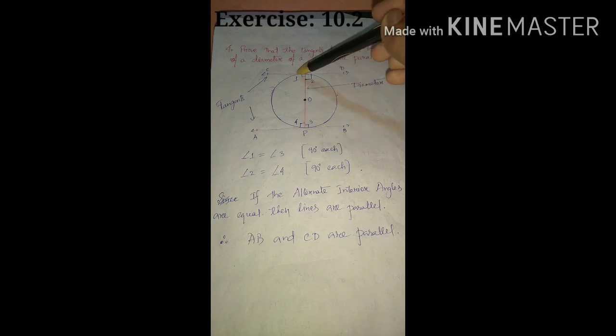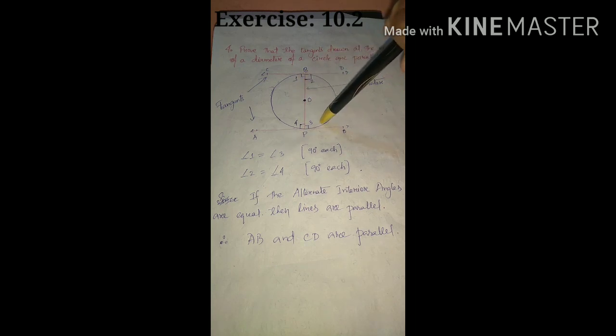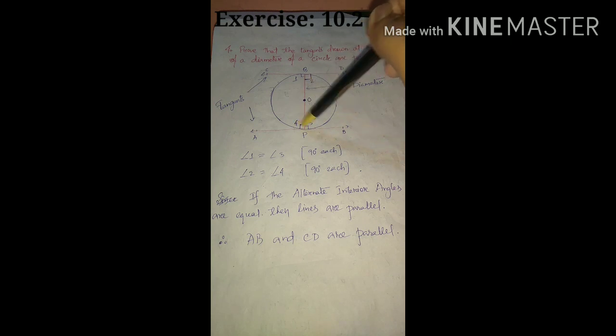So easily we can say these two are interior angles. Angle 1 is equal to angle 3, and angle 2 is equal to angle 4, because all of them are 90 degrees. In class 9, we learned one property: if the alternate interior angles are equal and PQ is the transversal, then the lines are obviously parallel. Applying this property here, since PQ is the transversal, we can say line AB is parallel to CD. Is it clear? Okay.